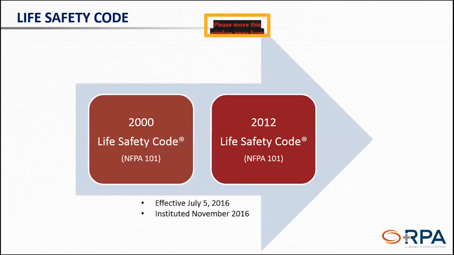So what are we looking at? Well, for a long time we were dealing with the 2000 edition of the Life Safety Code, but as of July 5th, 2016, a few years back now, the CMS put out a final rule and formally adopted the 2012 edition of the Life Safety Code. And that was instituted back in November 2016. So what does that do for us? Well, it changed some of the regulations we had to follow.